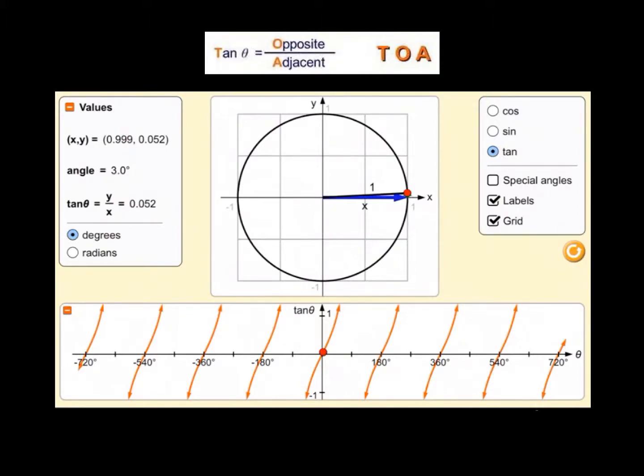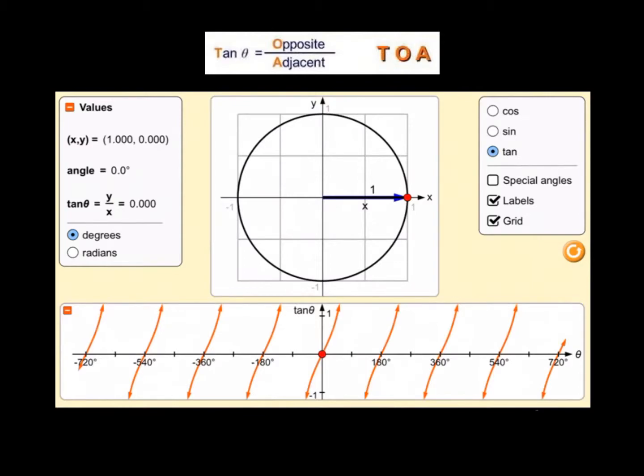And here we have the tangent function in action, which is the opposite side over the adjacent side. So, if we were to drag this down to an angle of 0, that means our opposite side would be 0 or gone, and the adjacent side is 1. So 0 over 1, 0 divided by 1 would be 0.